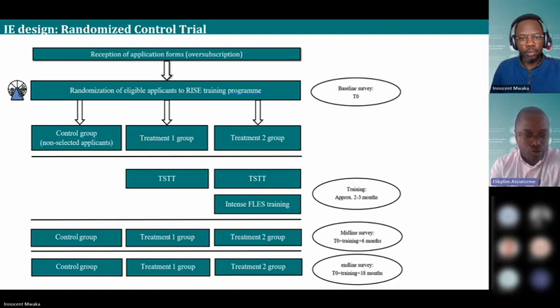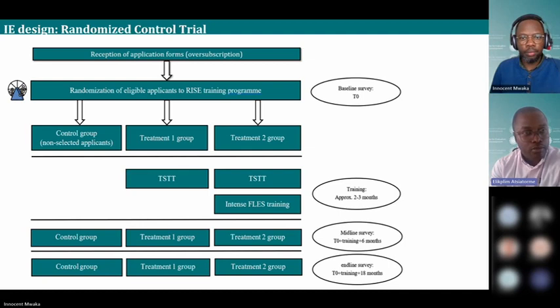So what we plan to do is that with this kind of data that we've obtained, we will try to estimate the impact of the technical skills training, and then also the impact of the technical skills training with the intense financial literacy skills training in addition. So that is the broad idea of what we are doing with this randomized control trial.